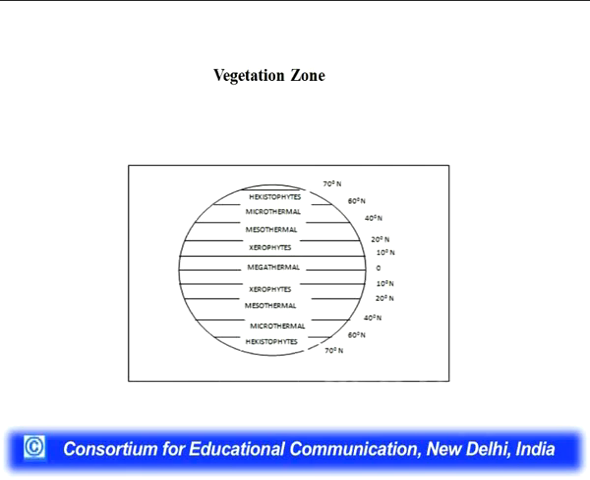Friends, I would like to tell you here that between 40 to 60 latitudes in the southern hemisphere, there is only water body. There is no land. Therefore, macrothermal are not found in the southern hemisphere. It is found only in the northern hemisphere. Therefore, they are known as boreal forest.